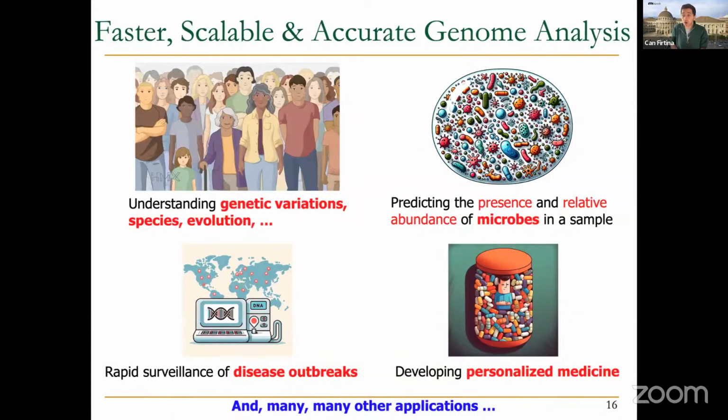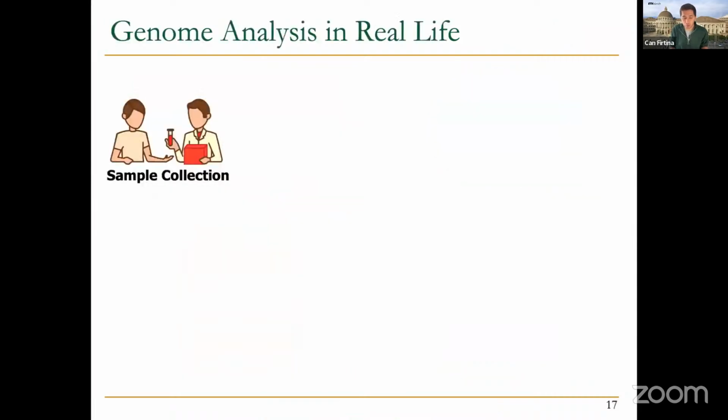So you can already see why it is important to have an analysis of the genome in a very accurate way, but also in a very fast and scalable way, because it's also about understanding harmful samples in a very quick way in the population. So how do we do it? How do we analyze the genome?